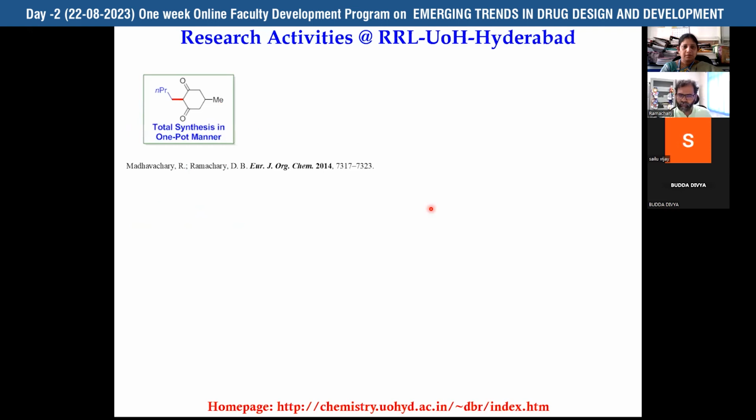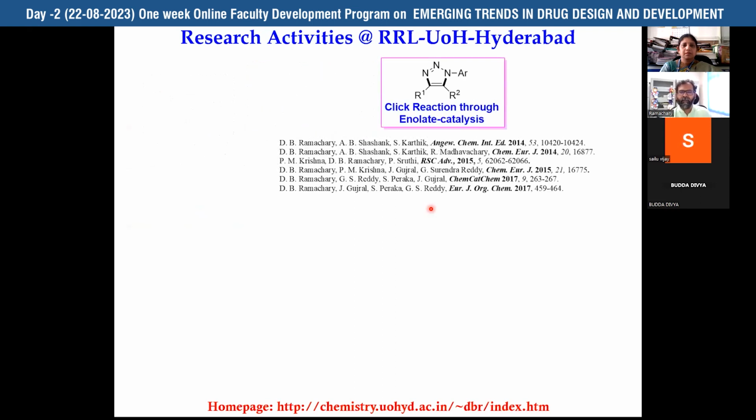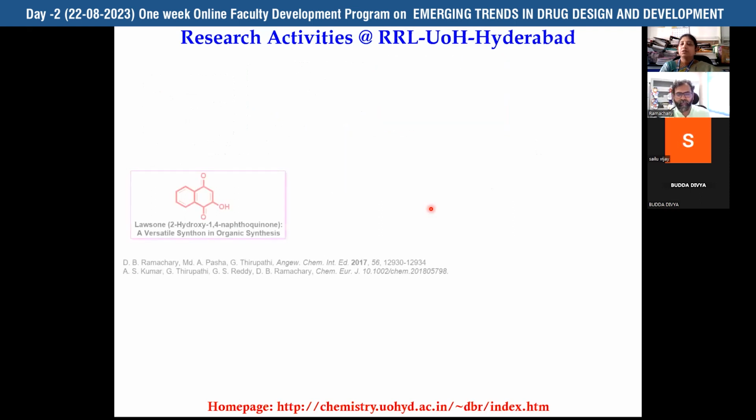And we work in total synthesis, and we also developed the click reaction, where last year the Nobel Prize in click chemistry was for copper-mediated chemistry. So in parallel we developed click reactions without using copper, which have a lot of application in medicinal chemistry and pharma. And recently we are also trying to develop this lawsone. This is the key molecule in our Gorintaku.